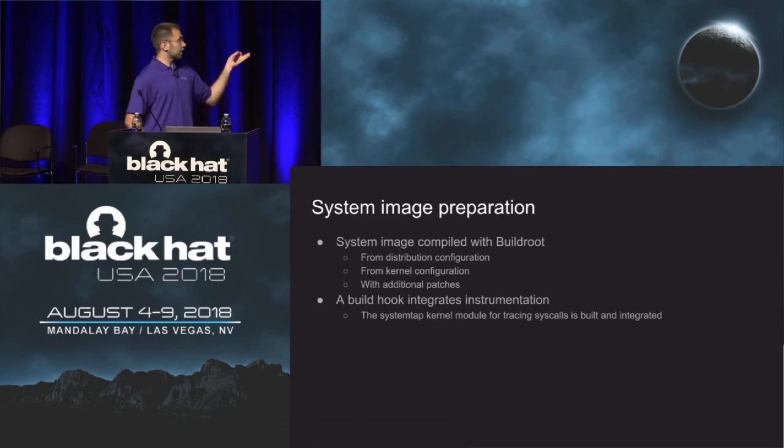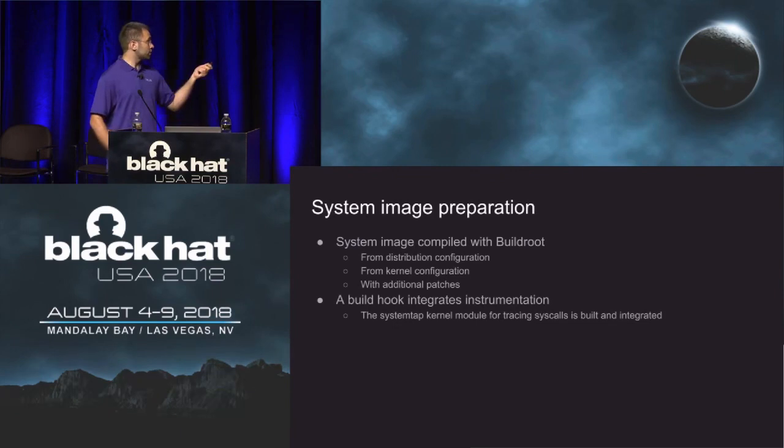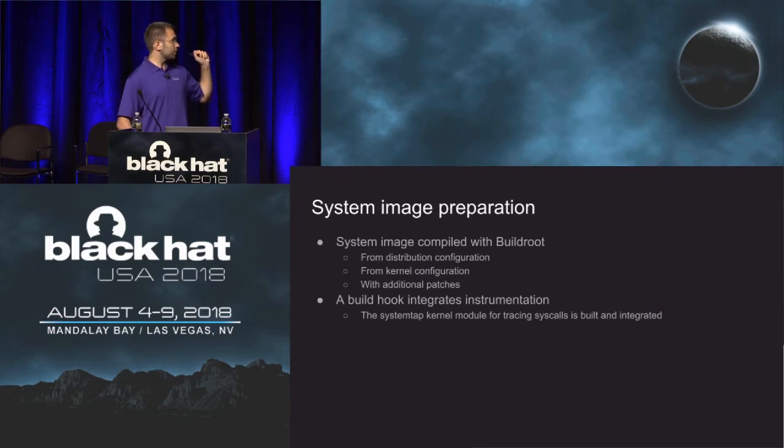So the system image is compiled with build-root. We just need to give build-root a distribution configuration, which tells it which packages to install inside the system. We need to give it a kernel configuration so that the Linux kernel can run on the QEMU device that is being emulated. And we need to supply it with additional patches so that everything works. And build-root is very handy because you can add build hooks, and we can build our instrumentation with a build hook before the actual image is built.